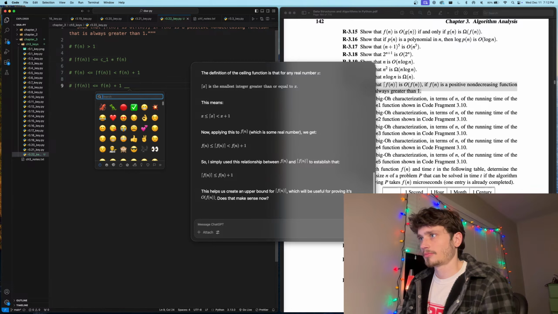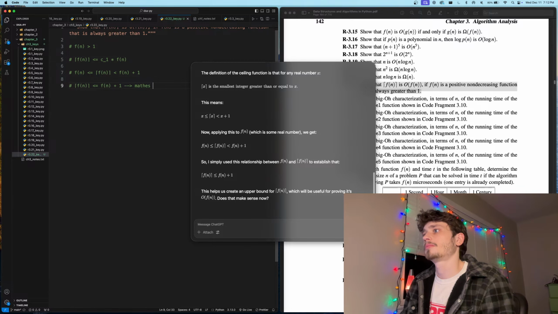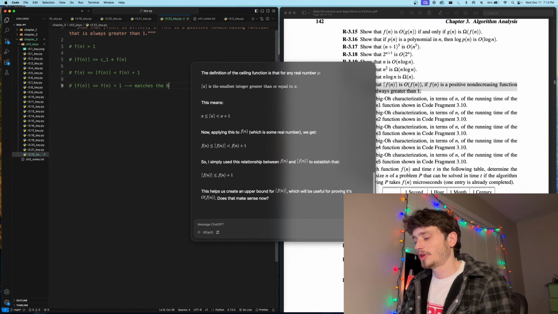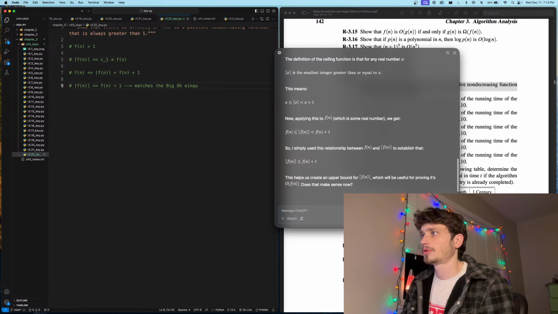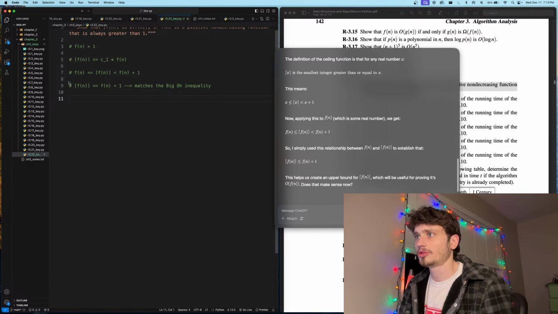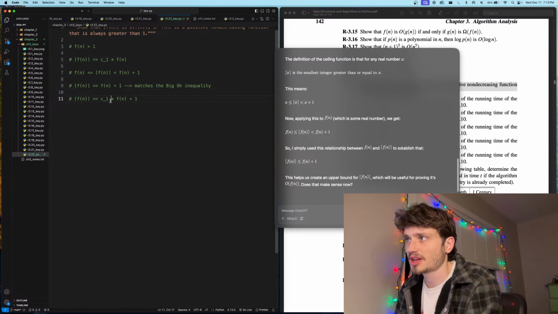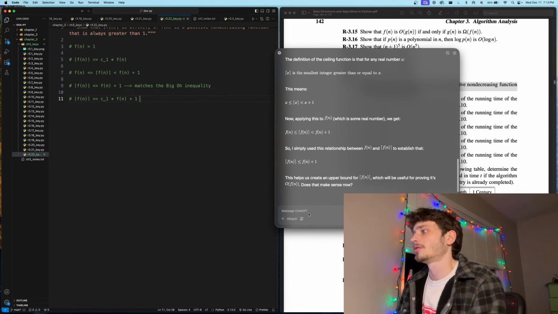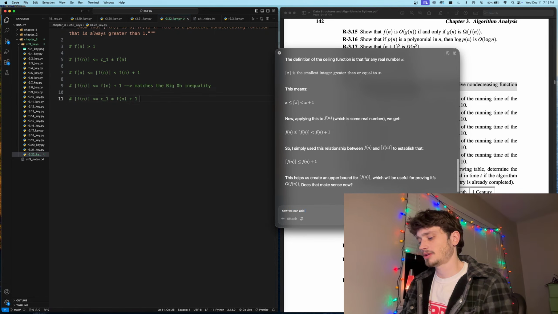This matches the big O. Right? So now what we can do is we can add C back in. So right here, C would go right here. Some constant C times f of n plus 1. So now we can add some constant C into the equation to match a big O.